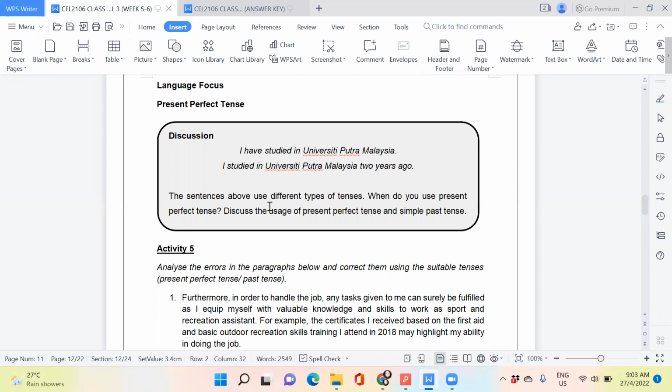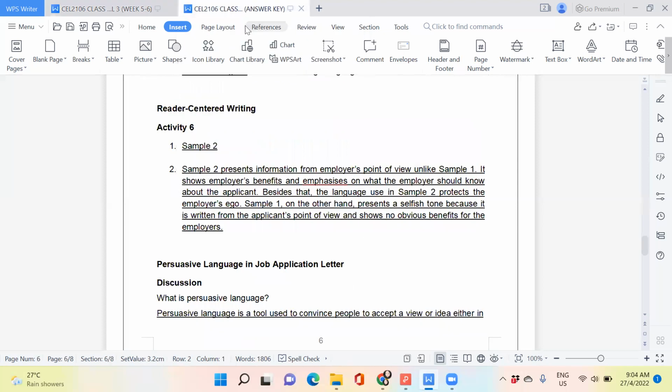The sentences above use two different types of tenses, as you can see. So when do you use present perfect tense, and when do you use simple past tense, and which one is which? Do you know? "I have studied in University Putra Malaysia" is the present perfect tense. When I say "I studied in University Putra Malaysia 2 years ago," as you can see very clearly here, this is simple past tense. Like I said, these two tenses have two different functions. Let's see what the different functions are.